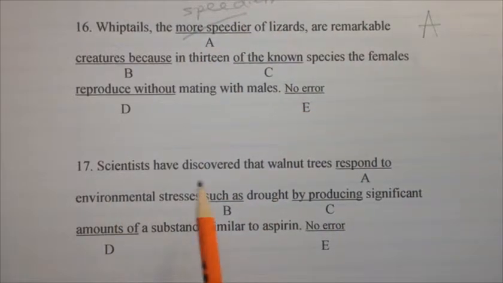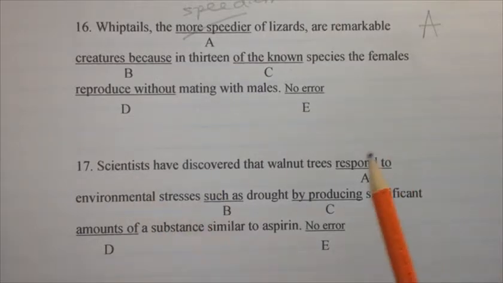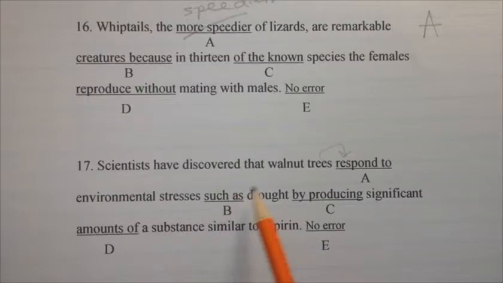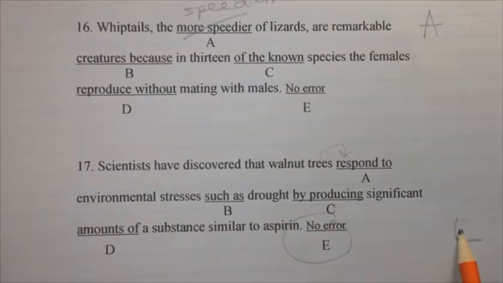Number 17. Scientists have discovered that walnut trees respond to environmental stresses such as drought by producing significant amounts of a substance similar to aspirin. This sounds very good. Plural, stresses such as, like drought, by producing significant amounts, produce a lot of substance. Yeah, correct. E.